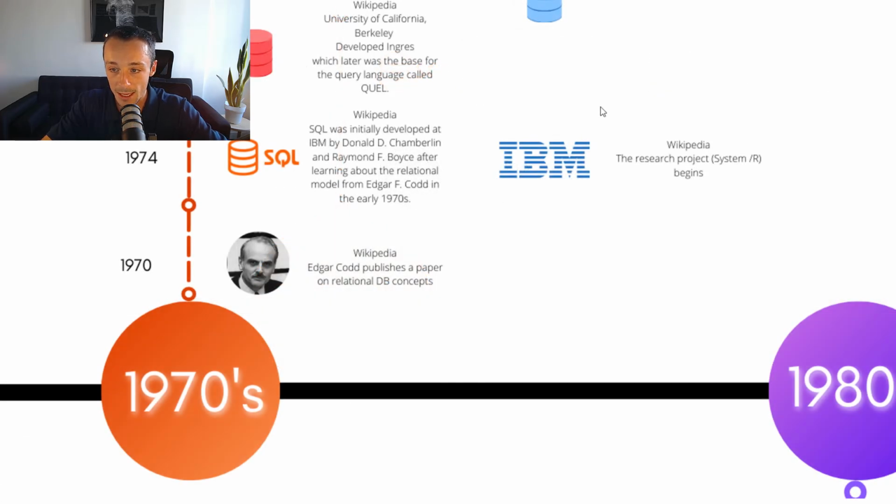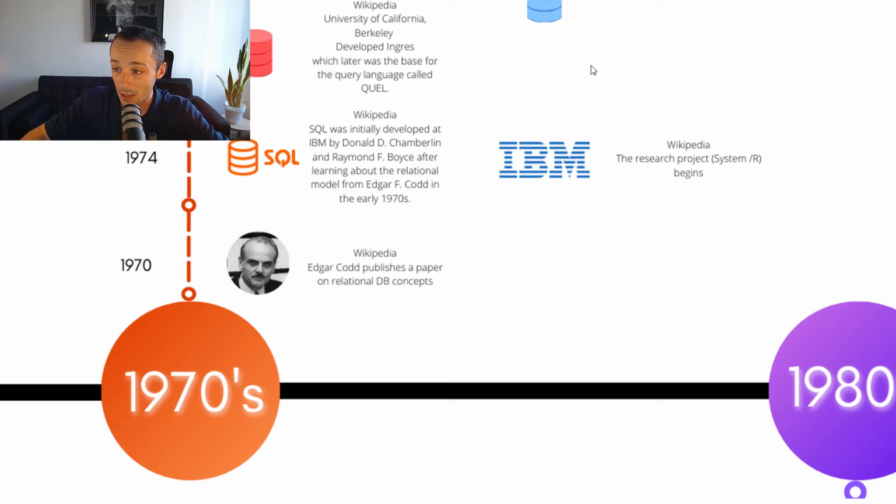As we can see, in approximately 1974, SQL, or "sequel," depending on how you want to pronounce that, began to emerge. This was in the early stages. It was developed by IBM, specifically by Donald D. Chamberlin and Raymond F. Boyce, after learning about the relational model that Codd had offered.